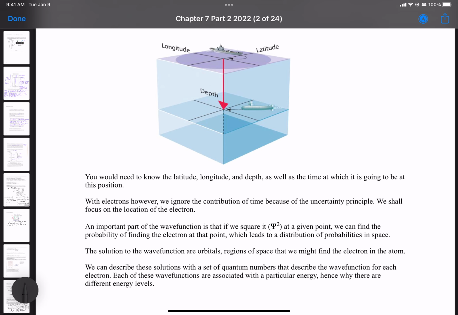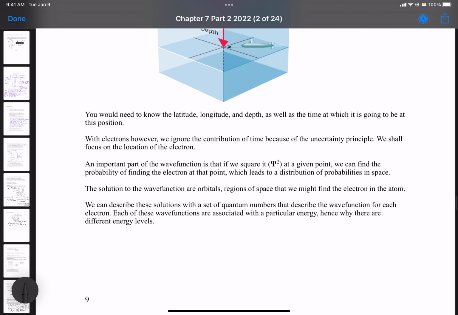So basically, when you solve a wave function, what a solution to the wave function is called is an orbital. Okay, and there are regions of space where we might find the electron in the atom. All right. So we can describe these solutions with a set of quantum numbers that describe the wave function for each electron.